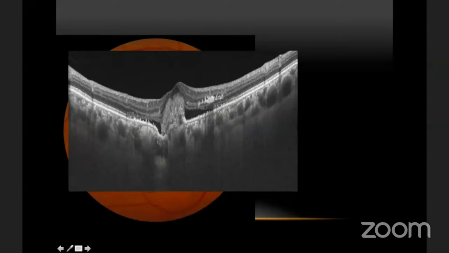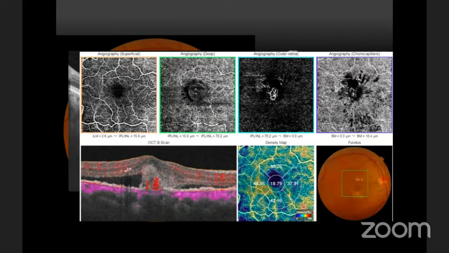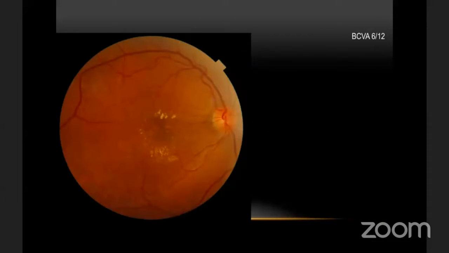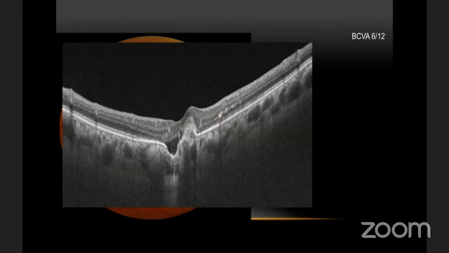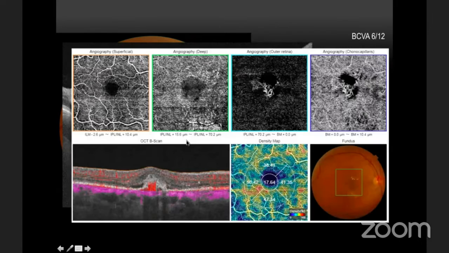So this patient was advised anti-VEGF injections, and you can see after the first injection how the membrane is regressing and the fluid is decreasing. Now this is after the 3 injections when the BCVA improved to 6/12. And here you can see there is no fluid, but there is a hyporeflective space here along with a dip in this layer. So this is the membrane again contracting on OCT.